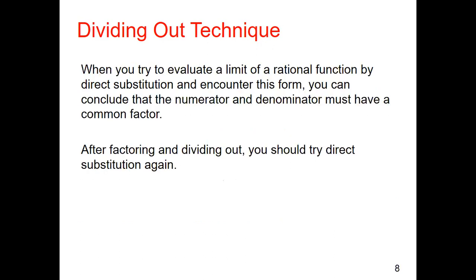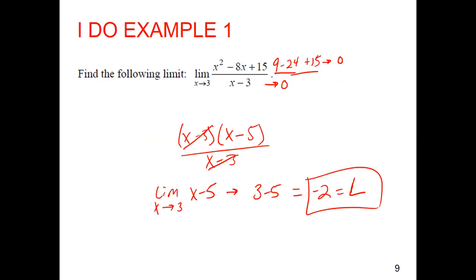So this is just a summary of all of that. Then we went ahead and divided out. On example 1, which we did together, we got indeterminate form, 0 over 0. That told us we needed to factor and divide out. So we factored, divided out x minus 3, and then we were able to take the limit. Everyone remembers that? Okay, cool.